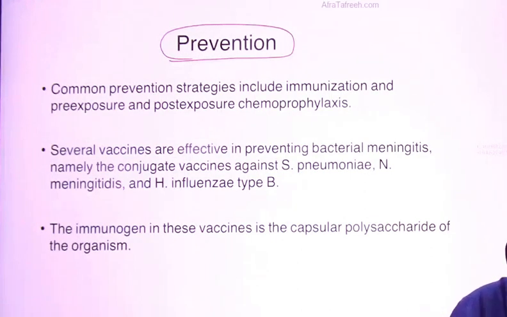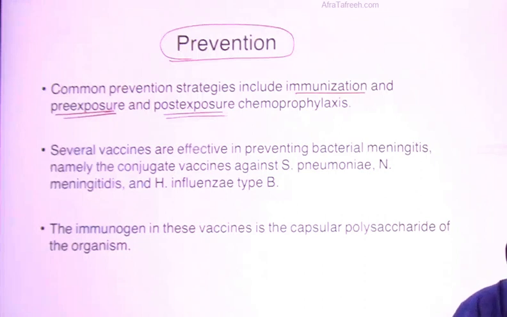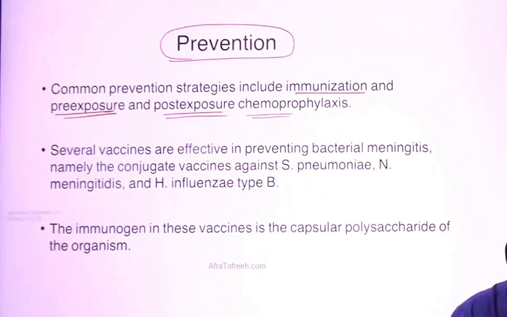Now regarding the prevention, it's important to prevent these types of meningitis episodes, and what is the best bet? That is immunization. Okay, so immunization can be pre-exposure as well as post-exposure. Pre-exposure is for children and all, so they don't develop these things, that is the vaccines. And post-exposure chemoprophylaxis can also be done, like suppose a meningococcal meningitis epidemic has come, then to prevent the rest of the normal population, you have to go for what?